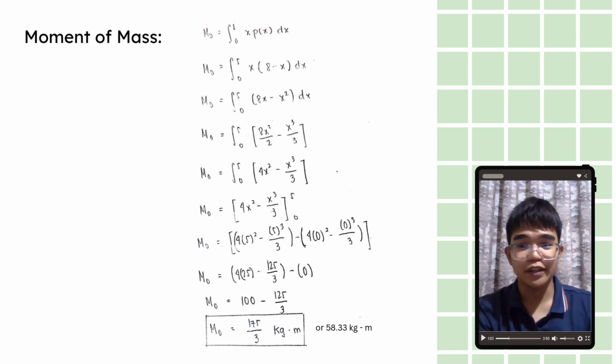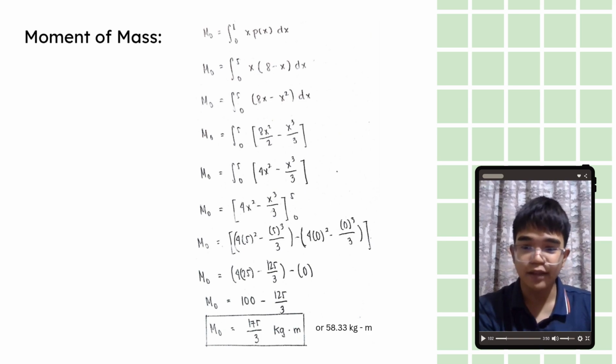Next, we have to find the moment of the mass of a rod. M sub 0 equals the integral from 0 to L of x times p of x dx. Since the interval is 0 to 5 and p of x is 8 minus x, we now have M sub 0 equal to the integral from 0 to 5 of x times 8 minus x dx. We calculate first x times 8 minus x, then we find the antiderivative of the function. Now we have M sub 0 equal to the integral from 0 to 5 of 8x minus x squared dx. Now we find the antiderivative of the function using the power rule.